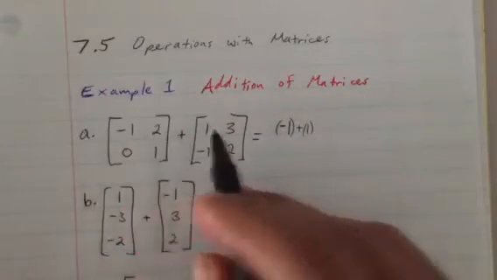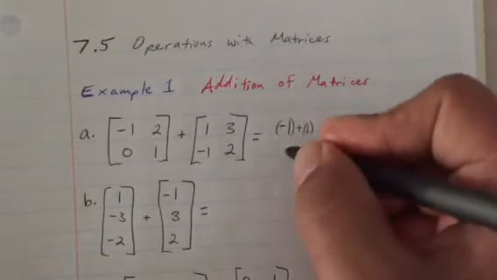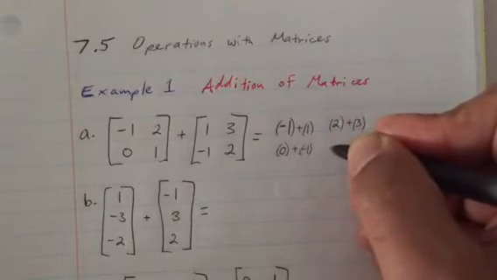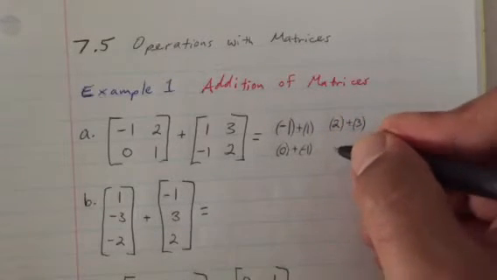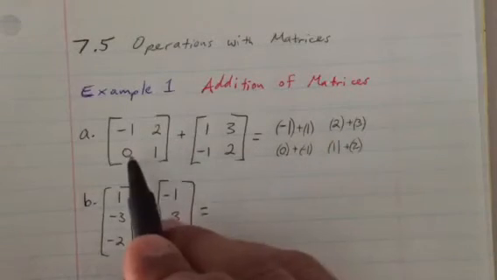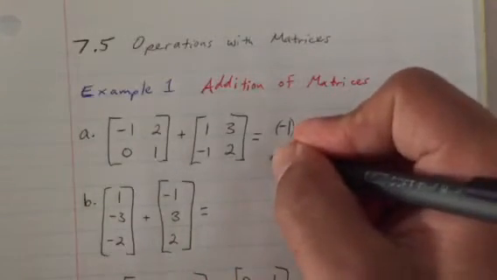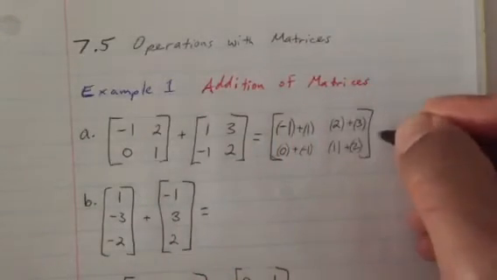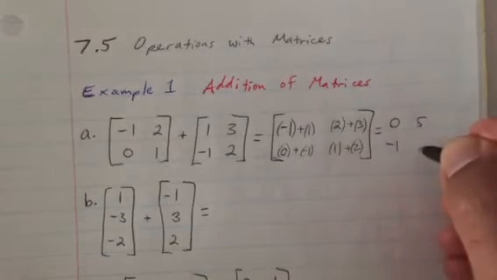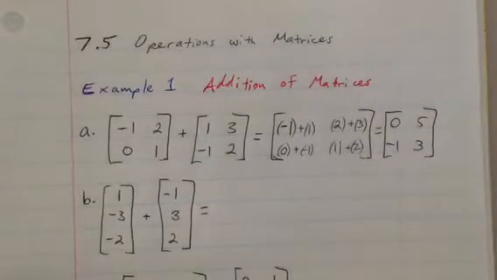Then we'd add 2 and 3, then 0 and -1, and then 1 and 2. If you notice, the last ones we added were 0 and 1, and then 1 and 2. And then this would result in a matrix, and we'd get 0, 5, -1, and 3. So that would be our resulting matrix.